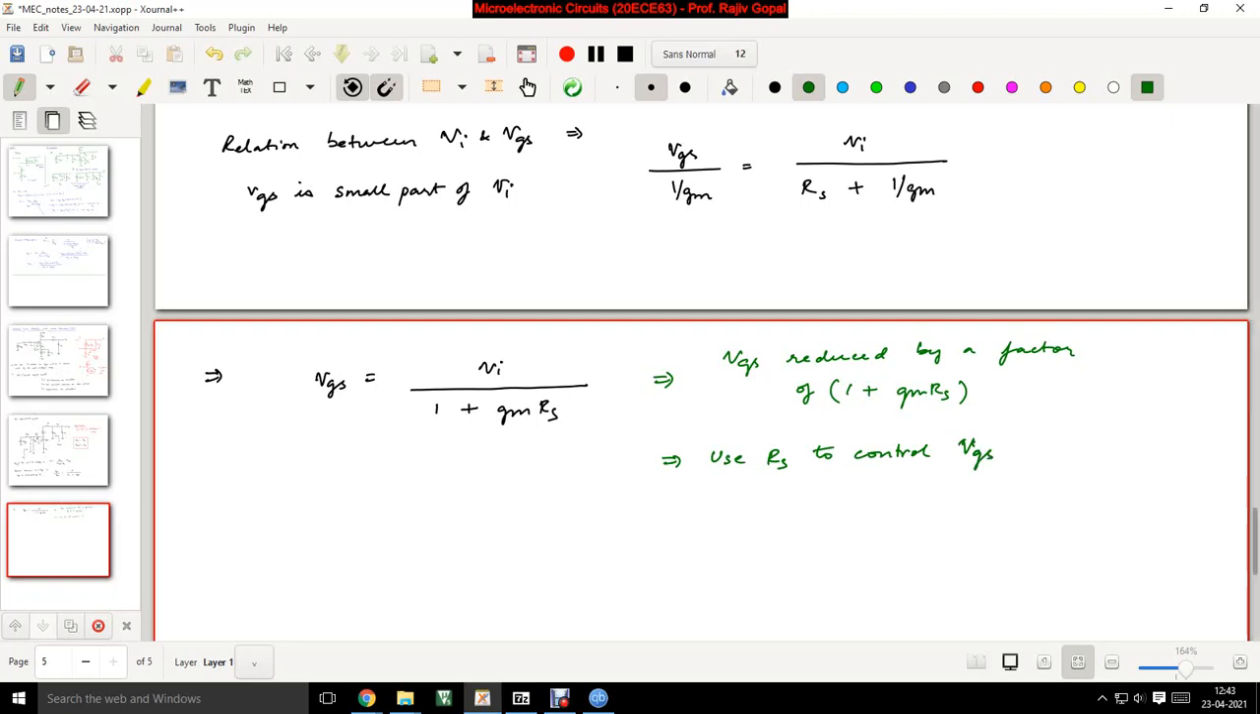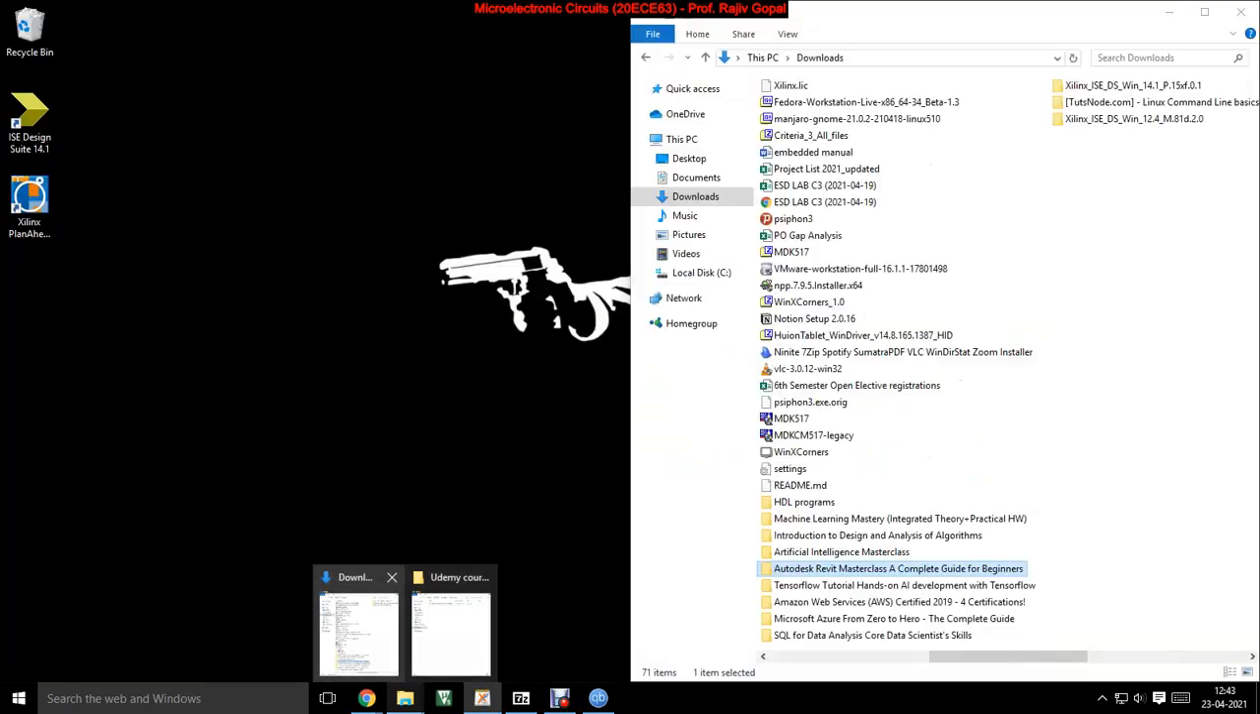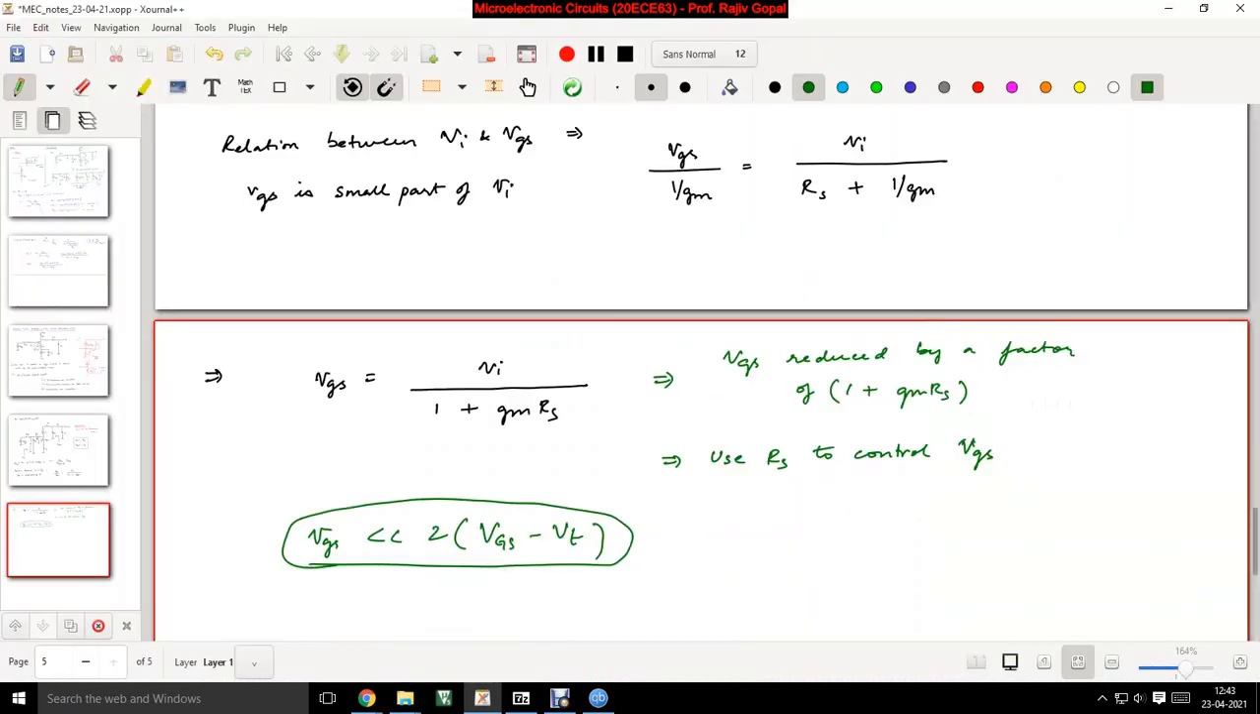Remember the points for linear amplification. For linear amplification, VGS should be less than 2 times (VGS minus VT). Until and unless this condition is satisfied, you will not get linear amplification. So if you don't use Rs, it is hard to control this. If Rs is 0, then VGS will be the same as Vi.